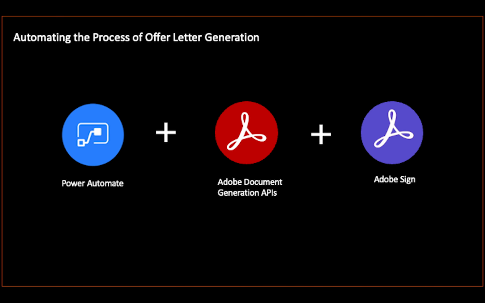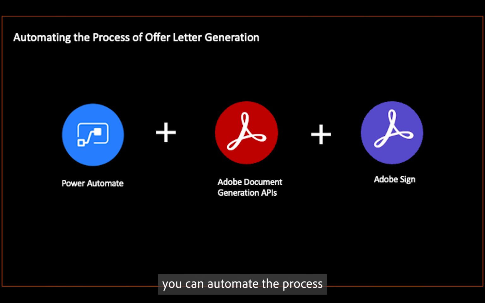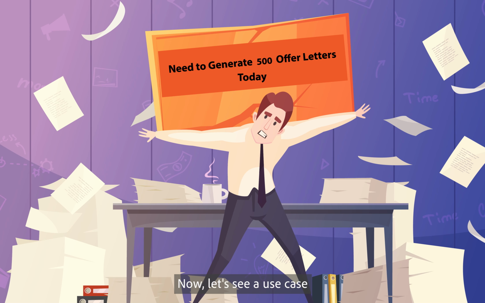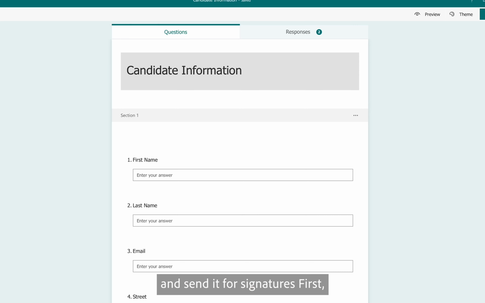Hi everyone. Today I'm going to show you how you can automate the process of generating offer letters, sending them for signatures, and saving them in SharePoint using Adobe Document Generation API and Adobe Sign in Power Automate. Now let's see a use case where I am the HR of this fictitious company and I need to generate offer letters and send them for signatures.